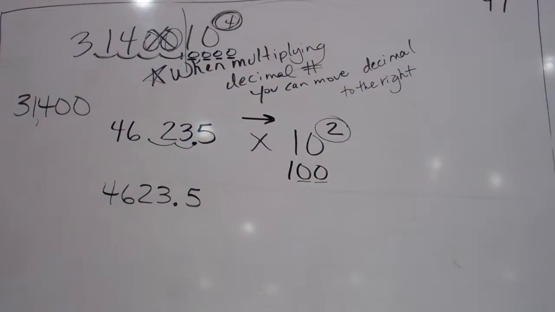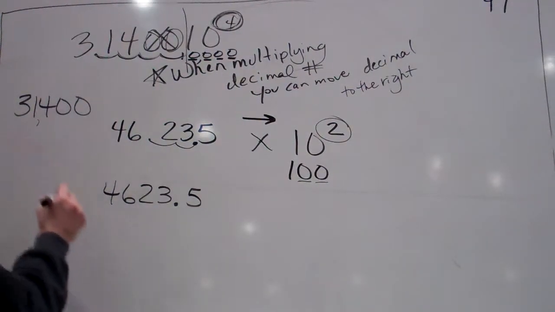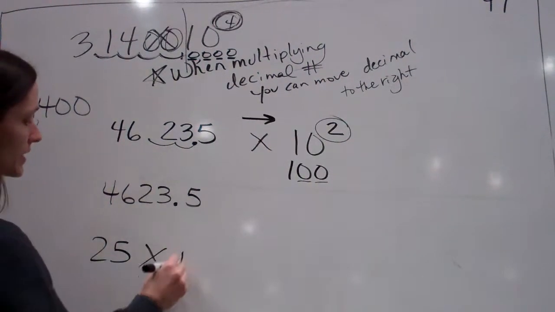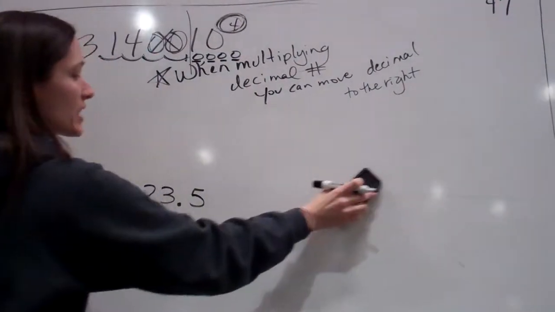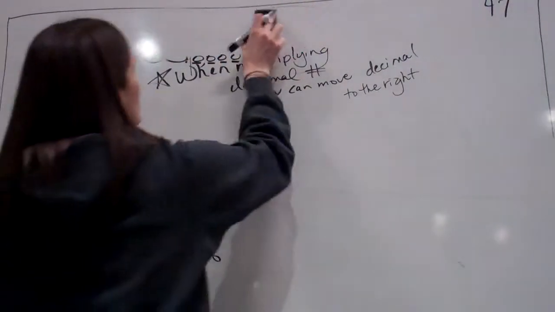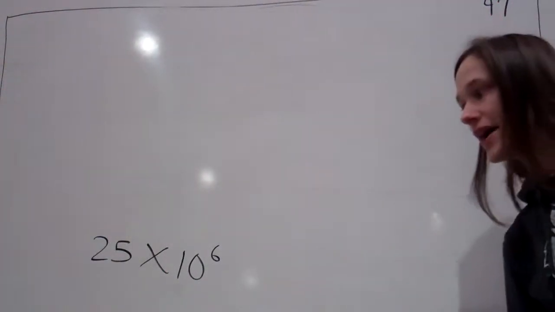All right, try this one. This is on your lesson practice. 25 times 10 to the 6th power. Now, on this one, where is the decimal even though we cannot see it? Behind the 5. Always behind it. Even if you can't see it, it's always behind it.